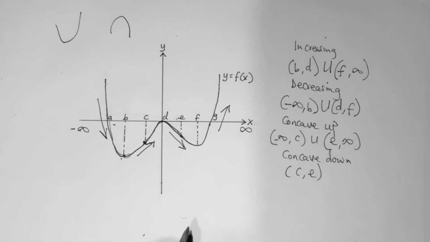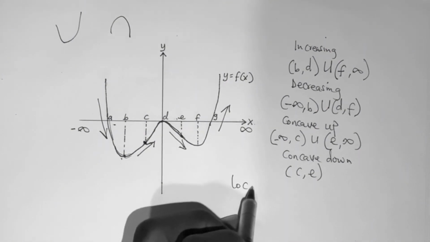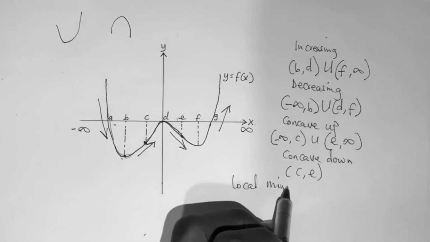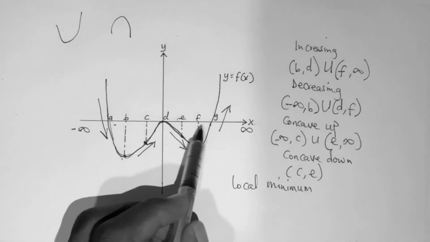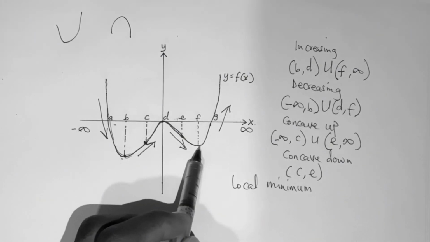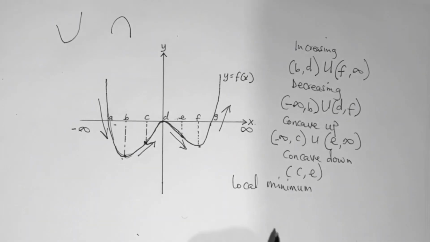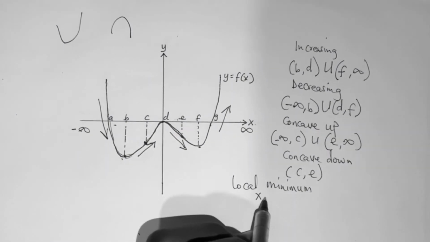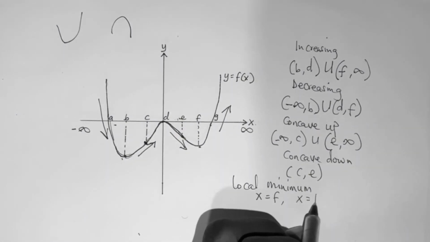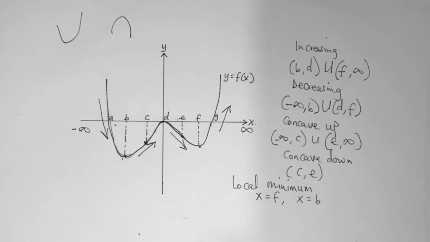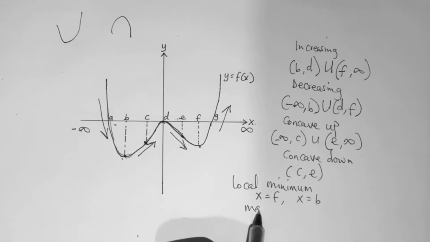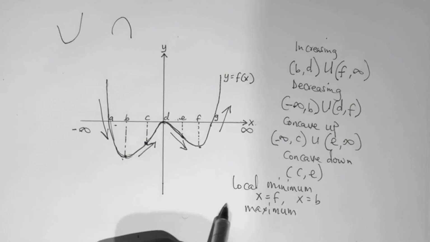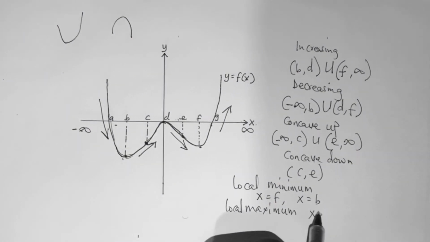Now let's also talk about the local minimum. What value will give us the local minimum? So you see that x equals f is a local minimum, and x equals b is also a local minimum. And then the local maximum is at this point d. So for the local maximum, we are talking about x equals d.